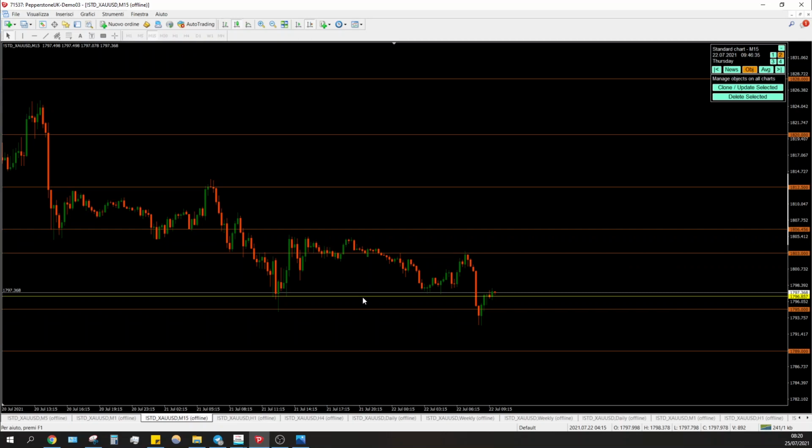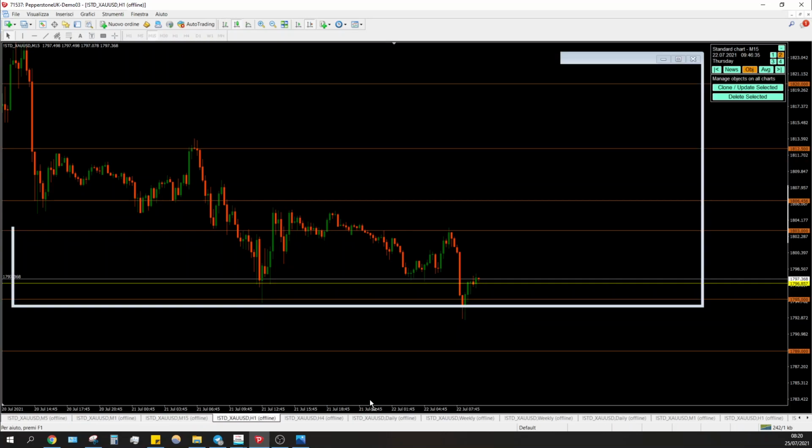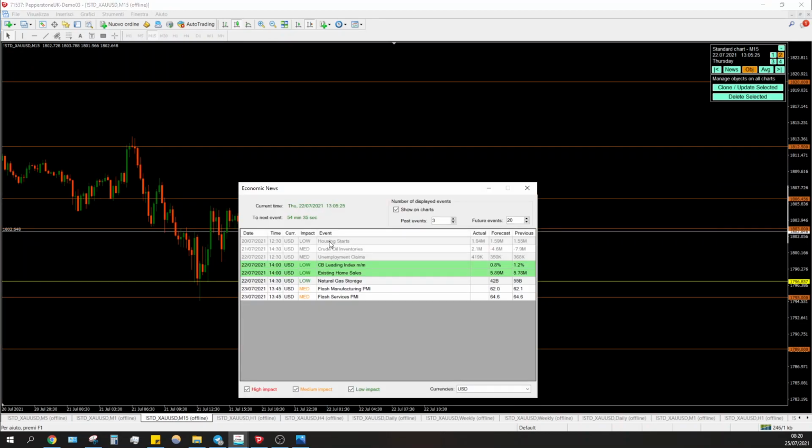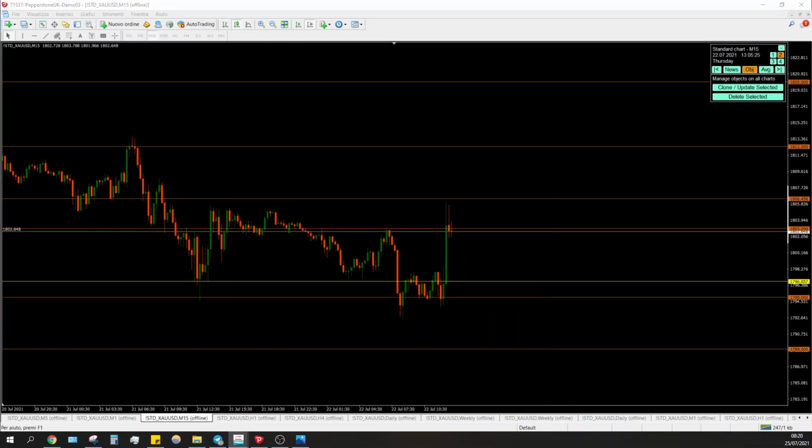During London, we failed to close hourly candles below. We fail again. We see a double bottom created and then a spike up. Why is this spike up? As you can see here, unemployment claims 419,000 versus a forecast of 350. So it's 69 more than expected, which means a short-term bullish impulse for gold.